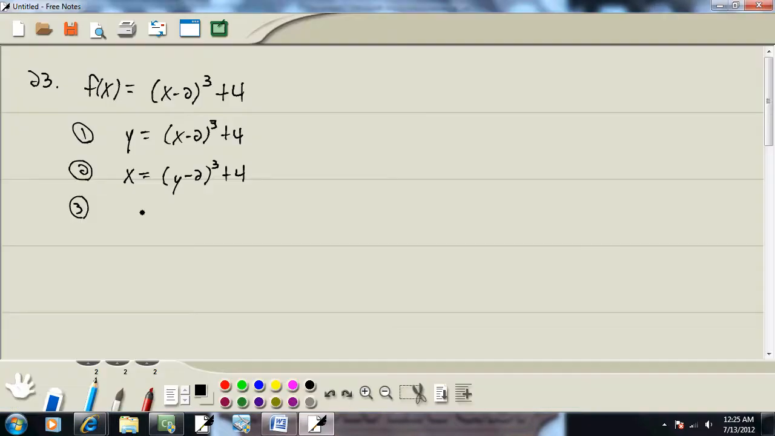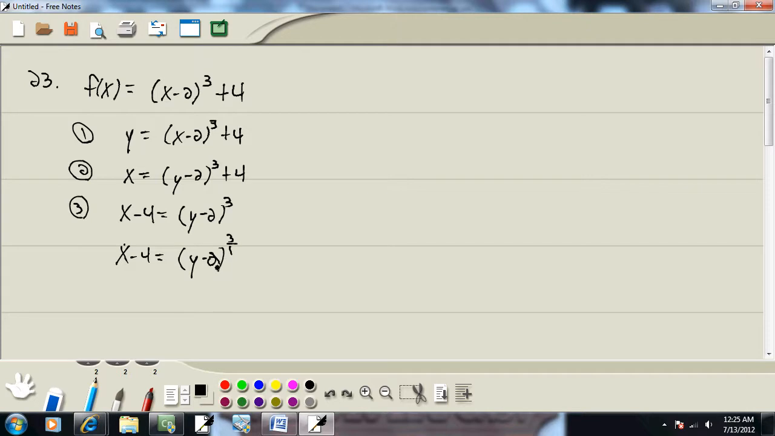Step 3, solve for y. Well, in this case, I'll take the 4 over the left side, becomes a negative 4. You take anything across the equals, the sign changes. And here we have x minus 4, and this is y minus 2 to the 3 over 1 power. So we'll write it in fraction form.